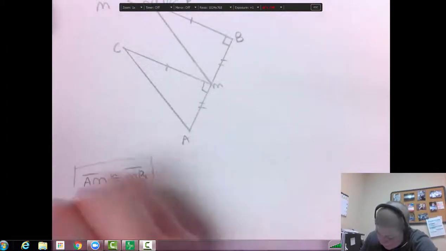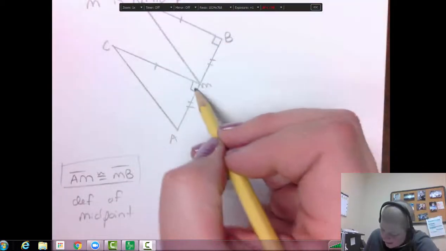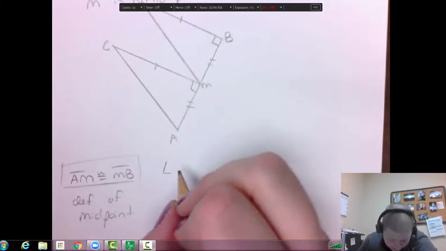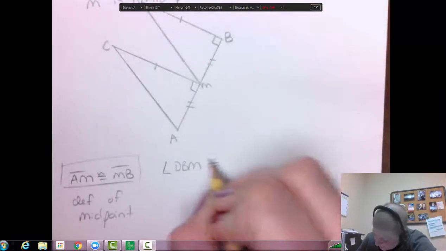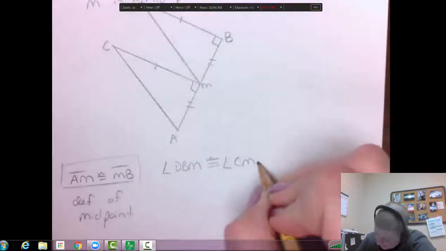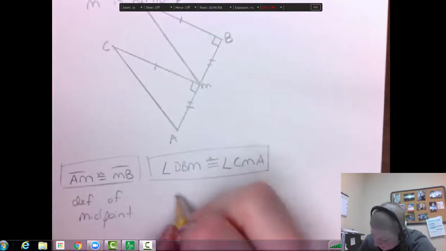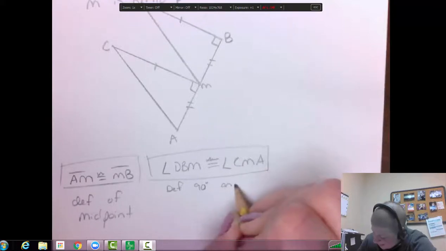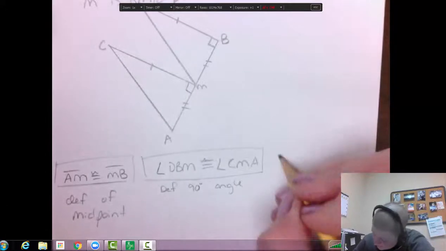Okay, so those are congruent. And then the next thing that we know is we know angle B and angle M are congruent. We kind of got to label those a little bit better. So we're going to call them angles DBM. DBM is congruent to angle CMA. And these two angles are congruent by the definition of a 90-degree angle, or the definition of right angles, something in that way there.